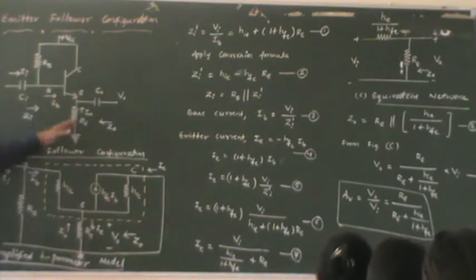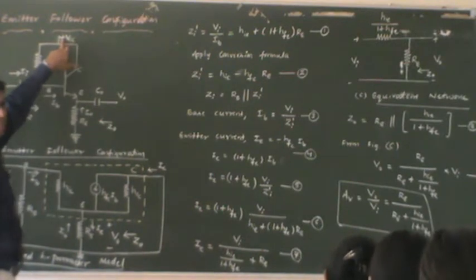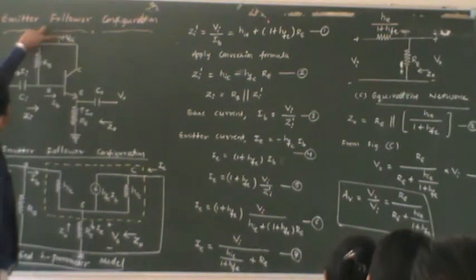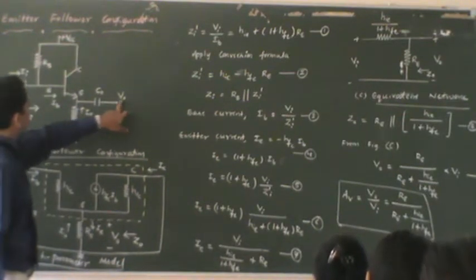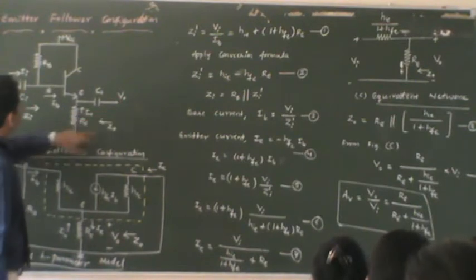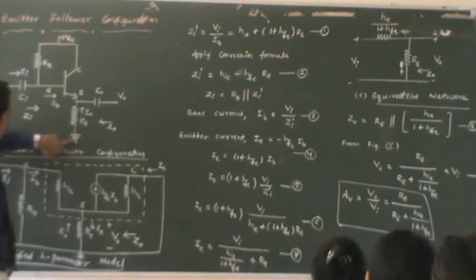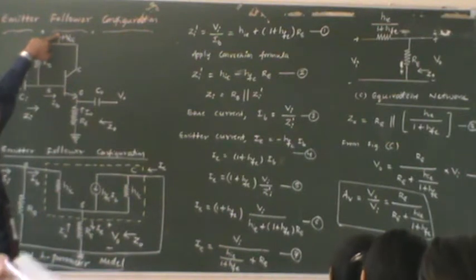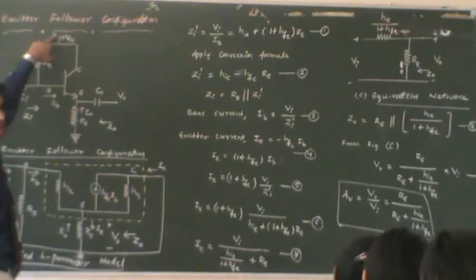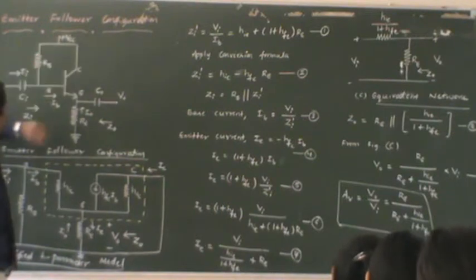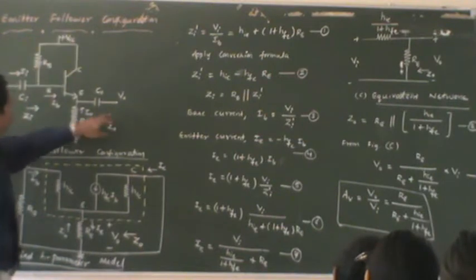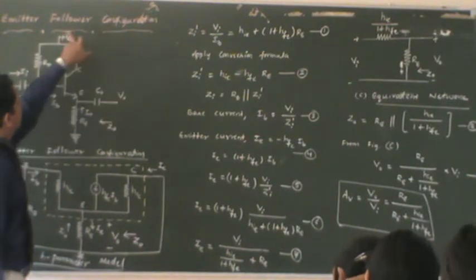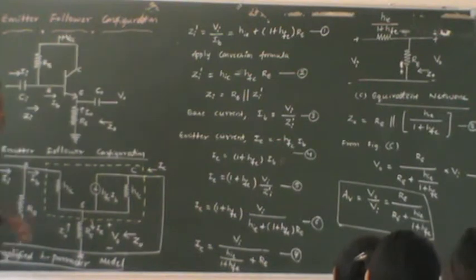So you can see this is the common collector configuration. The reason is that if the emitter is grounded, we apply the input signal between the ground and the input, and the output is taken between the emitter and ground. Even though this point is ground, the DC voltage is grounded in the H parameter model. So you apply the input between the base and the collector, and the output is measured between the emitter and the collector. So the collector becomes common.